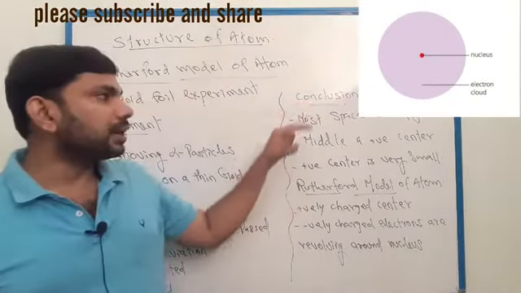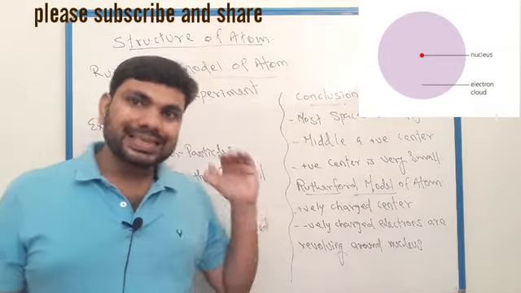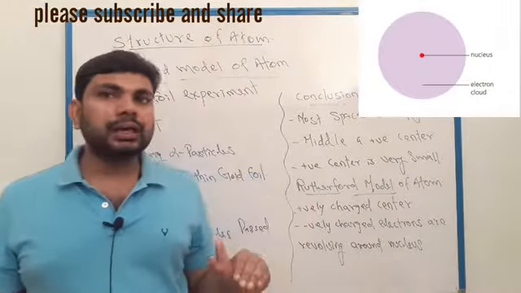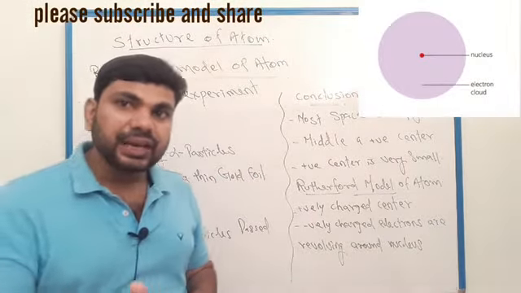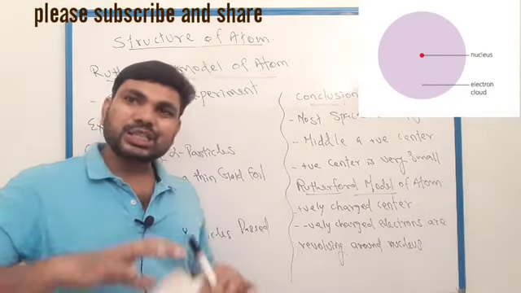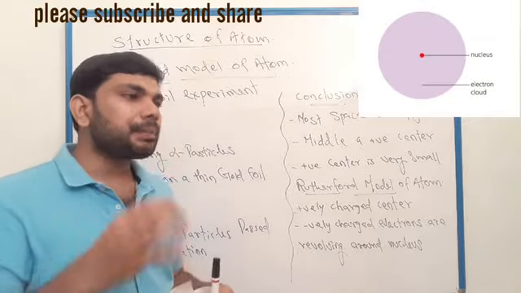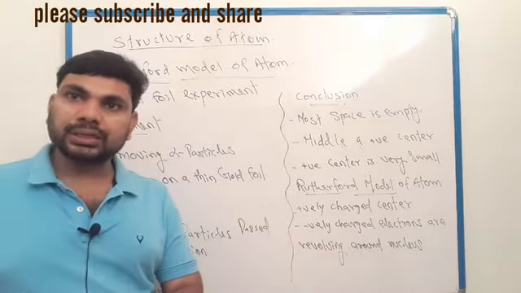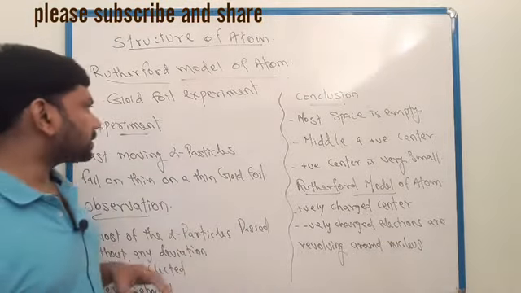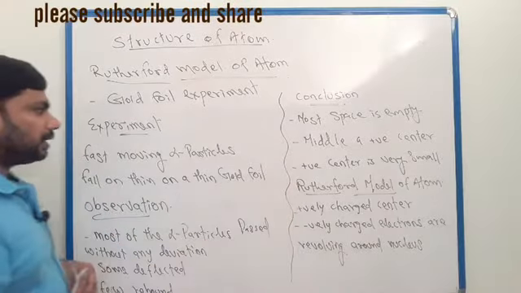So this was the conclusion. Most of the space of the atom is empty. Second, in the middle of the atom there is a positive center. That's why some alpha particles deviated. Third, the positive center in the middle of the atom is very small. That's why very few alpha particles rebounded by 180 degrees. Clear? So this was the Rutherford experiment, observation and conclusion.